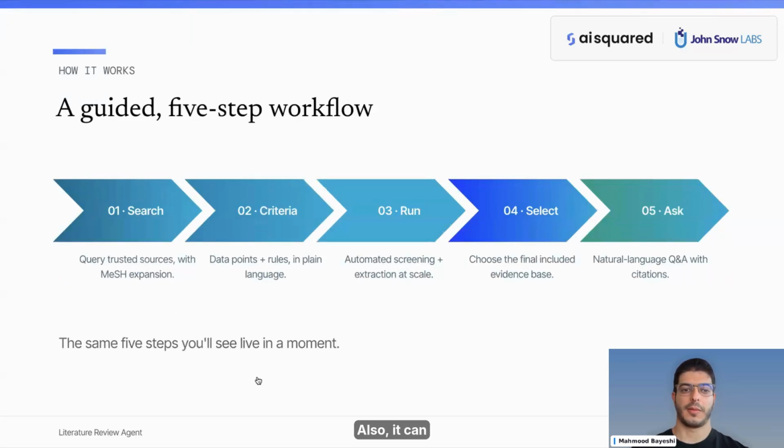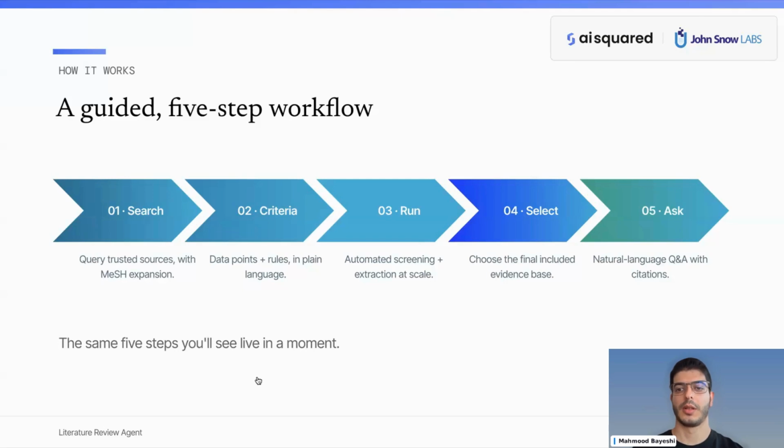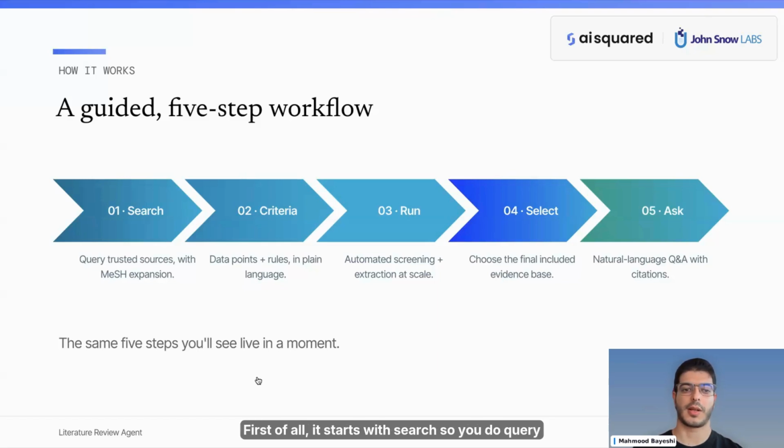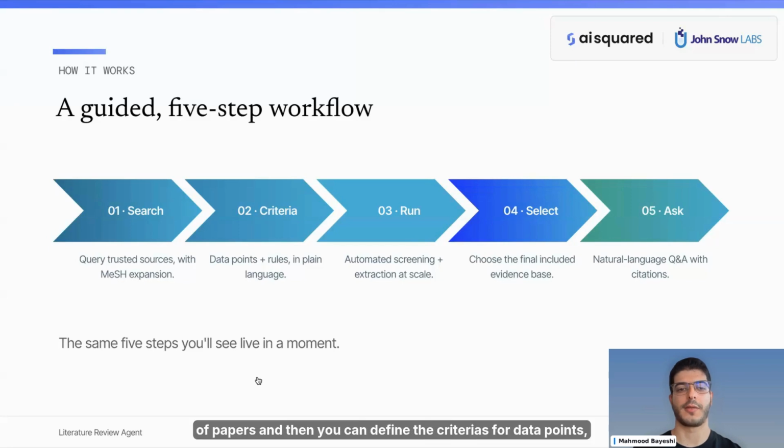Also, it can help you with quickly doing literature QA and answer your question based on the analyzed results. And it is a 5 steps workflow. First of all, start with search. So you do a query on trusted sources, and you can do, for example, MeSH keyword expansion to expand your early queries to cover wider and broader sets of papers.